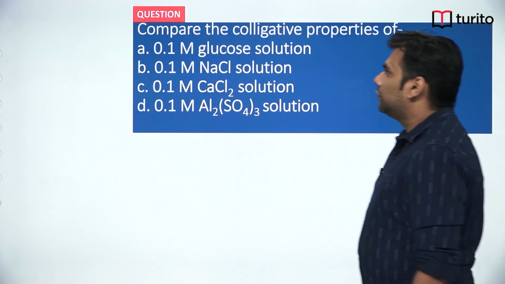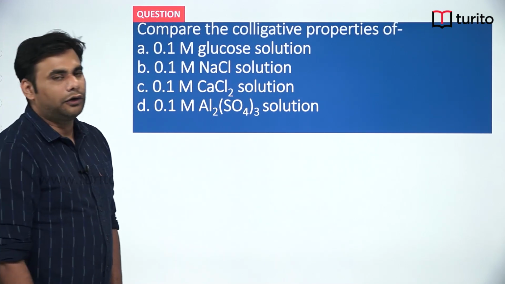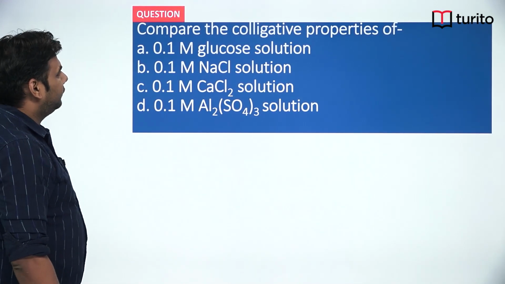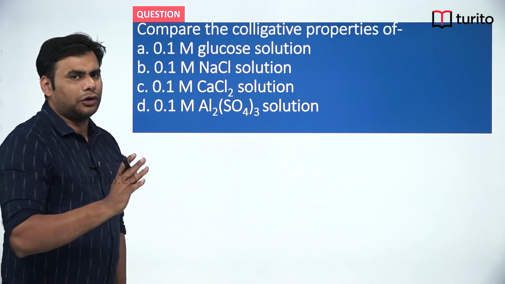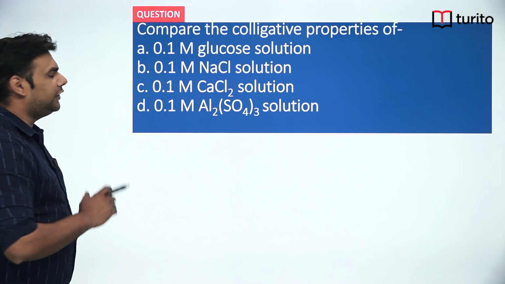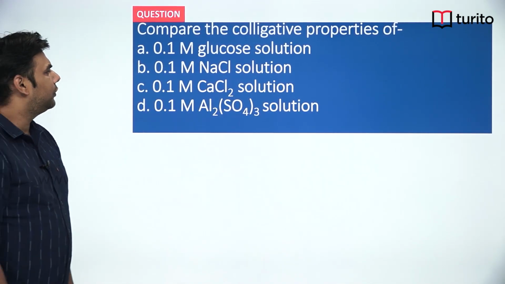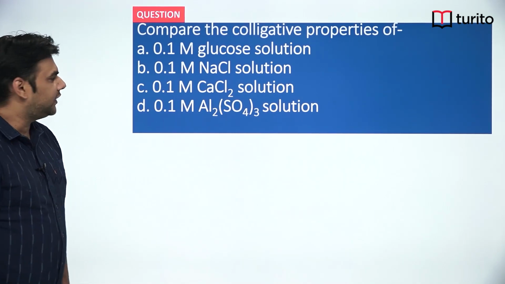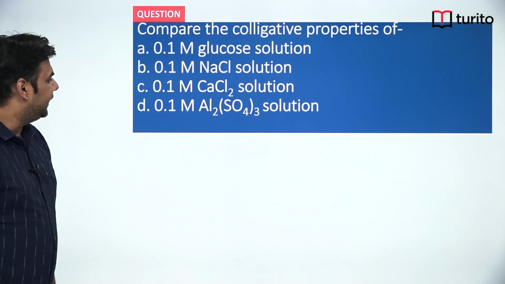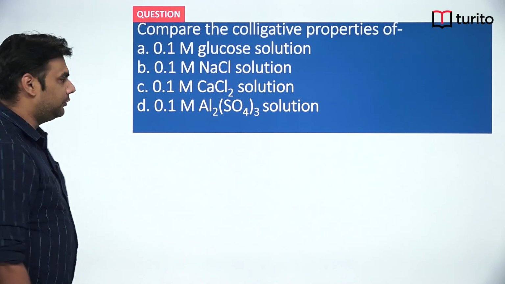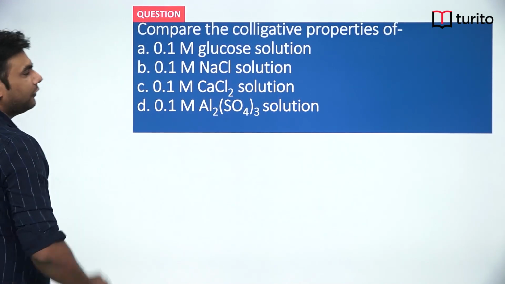Okay, so let us start with some problem solving to understand the concept of Van't Hoff factor. Now there is a question that says compare the colligative properties. That means we have to compare the colligative property of these four solutions A, B, C, D. A is 0.1 mole glucose, B is 0.1 mole NaCl solution, C is 0.1 molar calcium chloride solution, D is 0.1 molar aluminum sulfate solution. So we have to calculate the Van't Hoff factor for them.